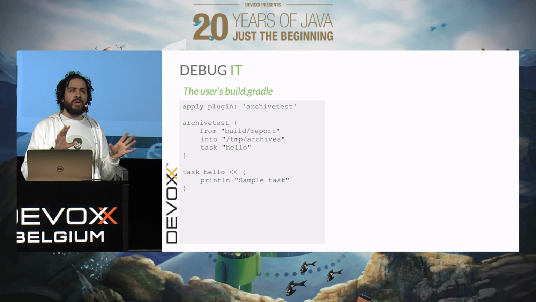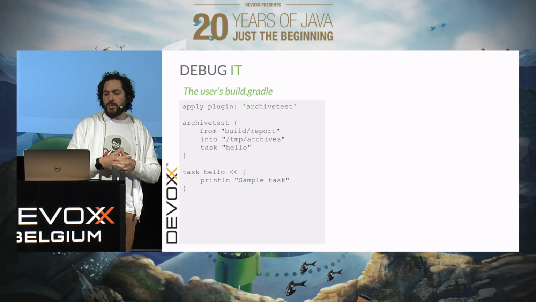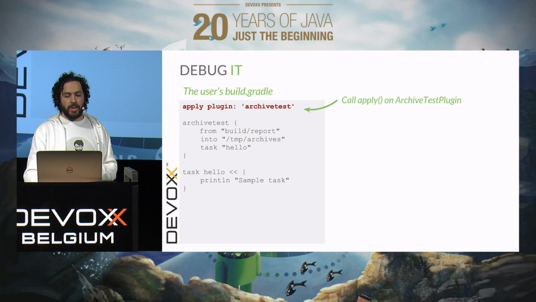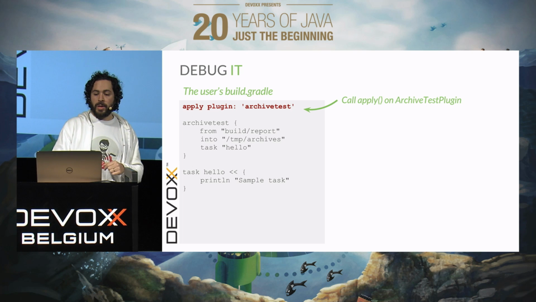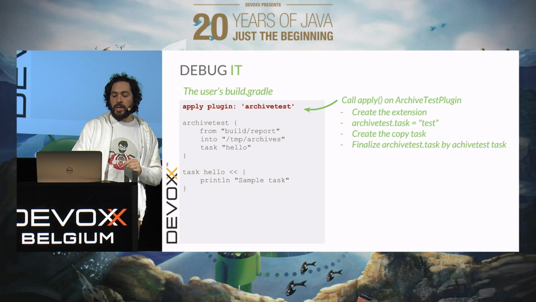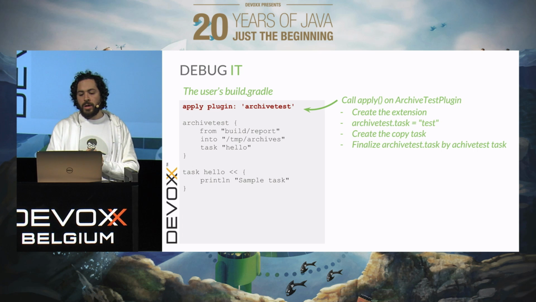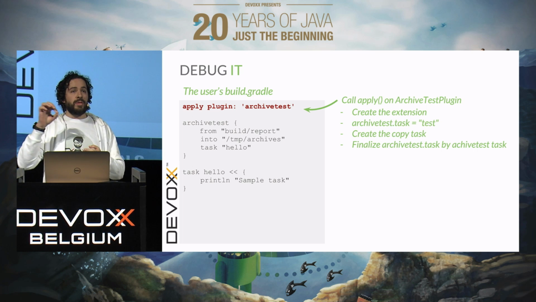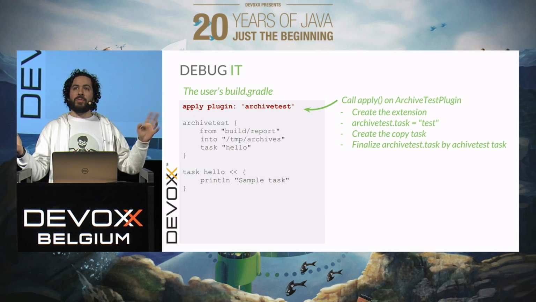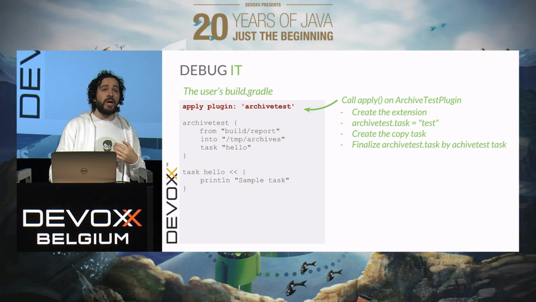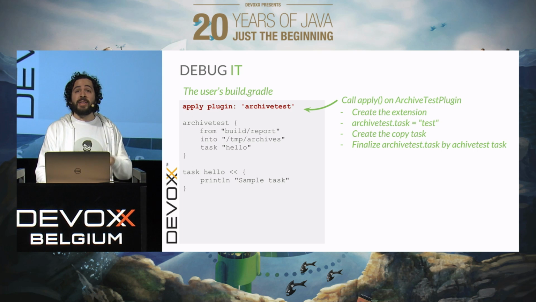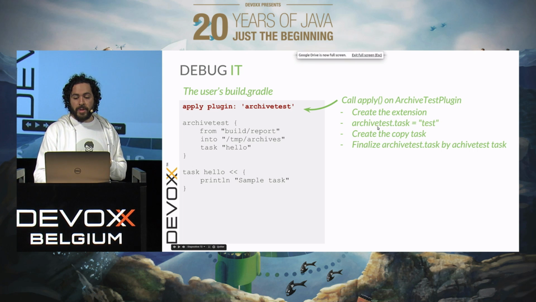So let's analyze what is happening when the user uses our plugin and defines things in his build.gradle. So first, he applies our plugin. What this method is basically doing is creating the extension. Do you remember? Then it sets, in the constructor of the extension, archive test.task to test as a default value, right? Then it creates our copy task that is called archive test task, something like this.